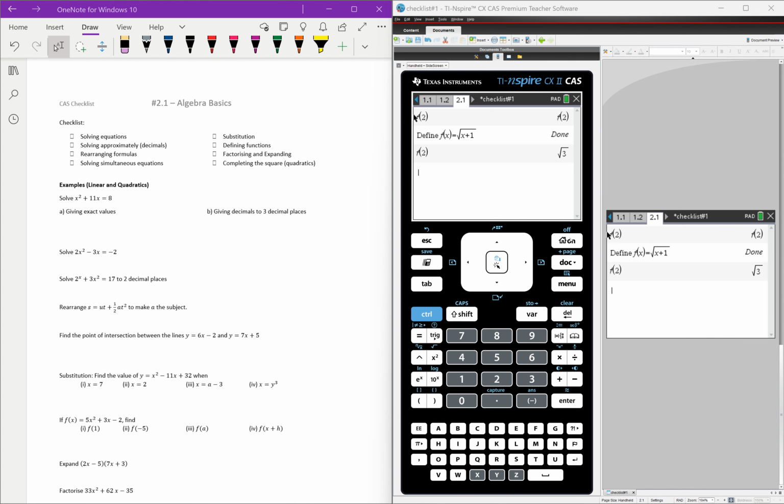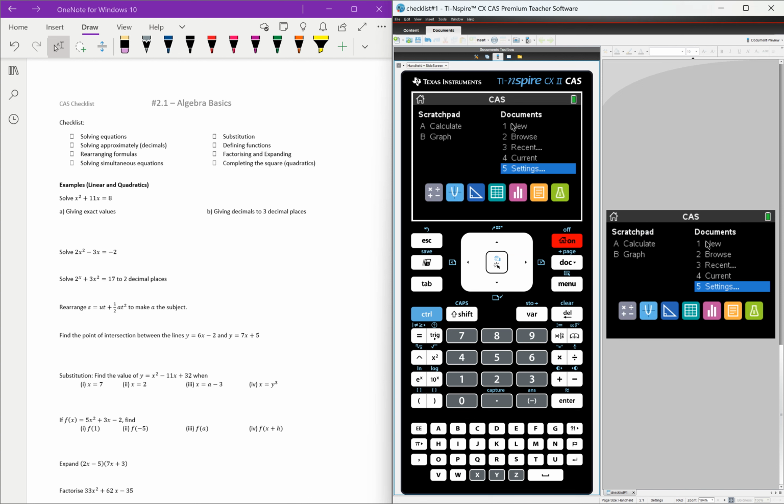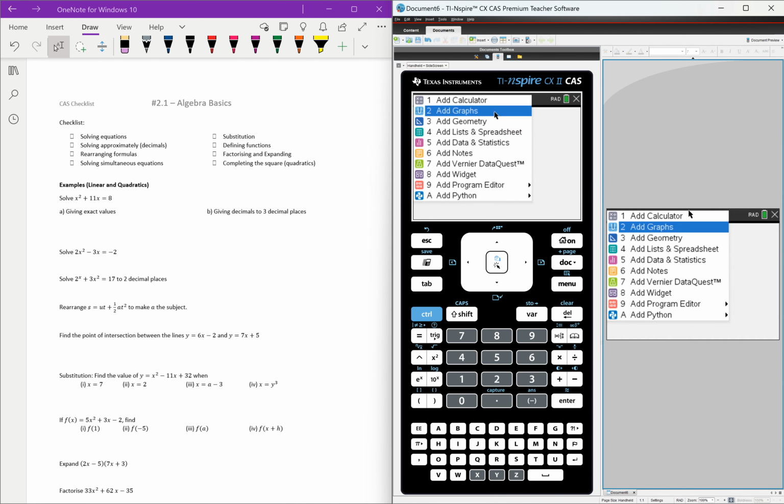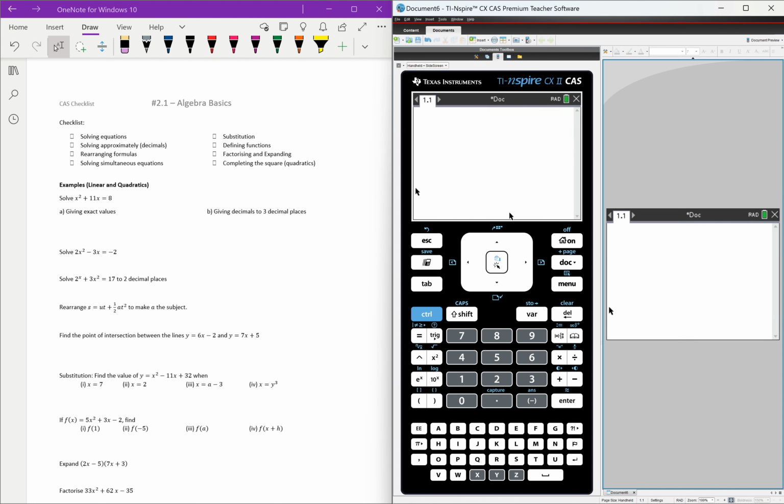So I'm going to go to Home. I'm going to start a new document, okay? And they asked if I wanted to do any saving of those changes. I'm going to press yes, okay? And we can always go back to that later on. So I'm starting a new document now. And again, I'm going to add a calculator, all right?